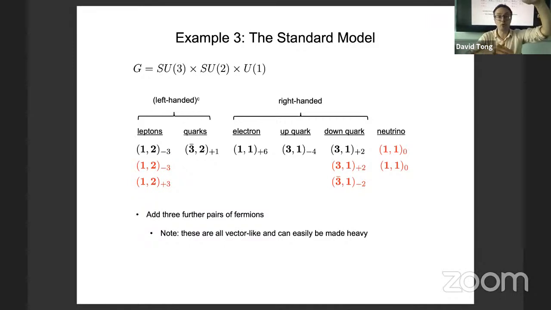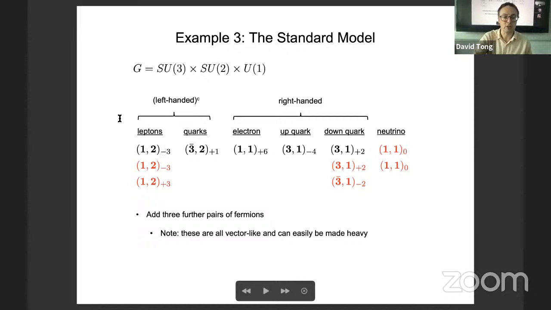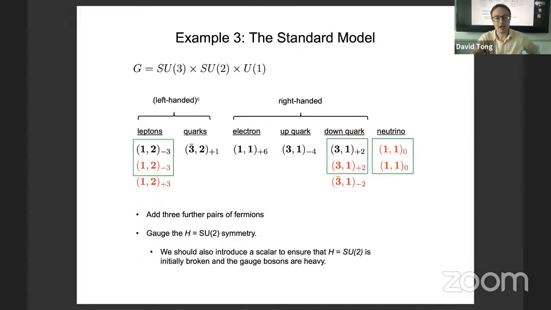But as before, the question is, can we now make them light, interact with our previous chiral fermions, and give everything a mass without breaking this symmetry group G? So how do we do it? The point of adding these pairs is that it introduces a new symmetry H into the theory. You see, symmetric mass generation only really happens with strong coupling effects.